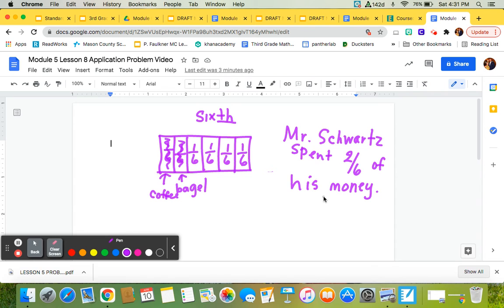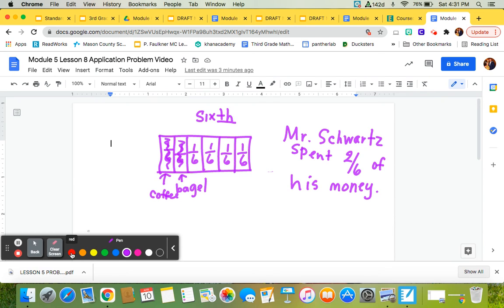Now, do you think Mr. Swartz spent more or less than 1/2 of his money? That's a little challenge question for you. What do you think about that? Did he spend more or less than 1/2 of his money? Did he spend more than half or less than half?